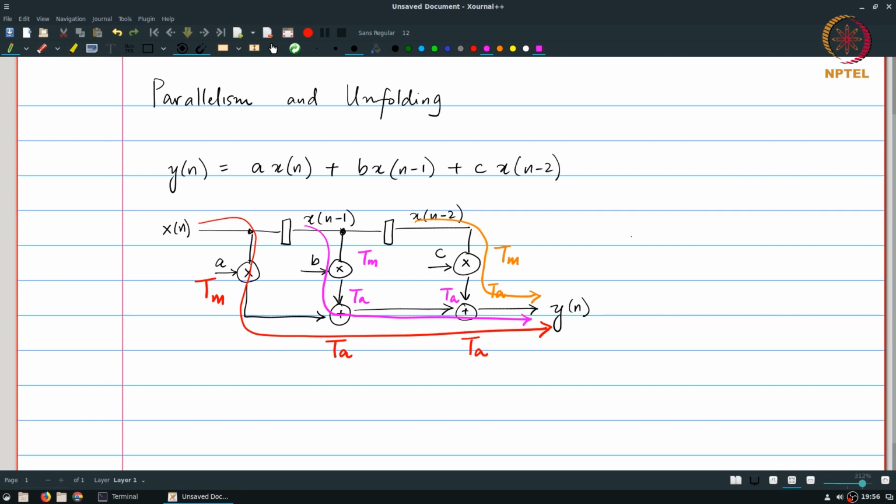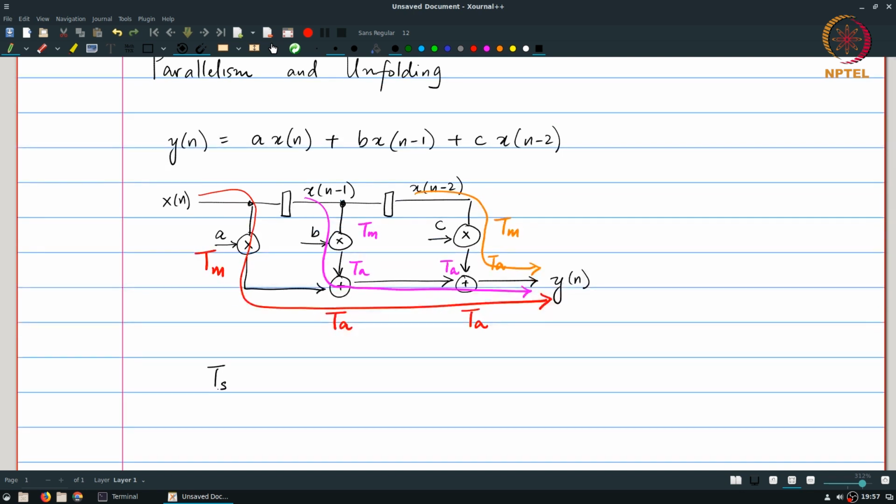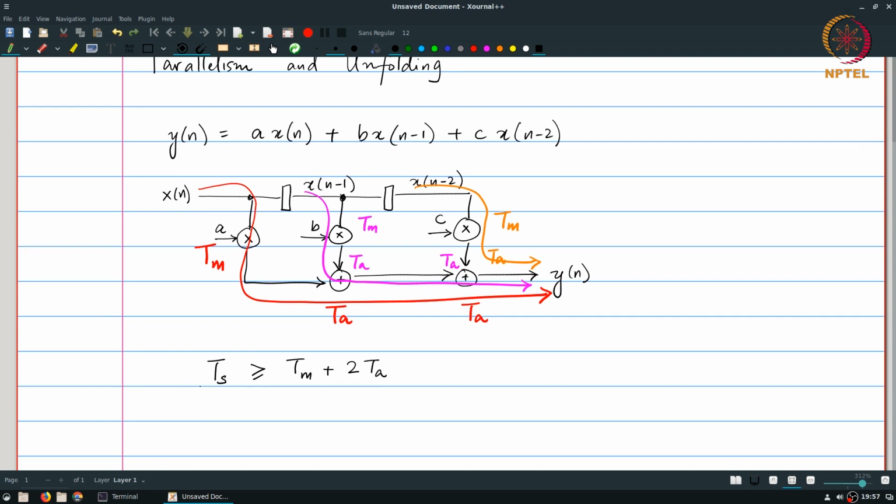So the critical path of this determines the minimum clock period that can be used on this system, and as such that would determine the sampling rate that can be applied to this FIR filter, which means that if my sampling period Ts is greater than or equal to Tm plus 2 times Ta, the maximum sampling frequency permitted for this architecture is going to be determined by 1 over Ts.